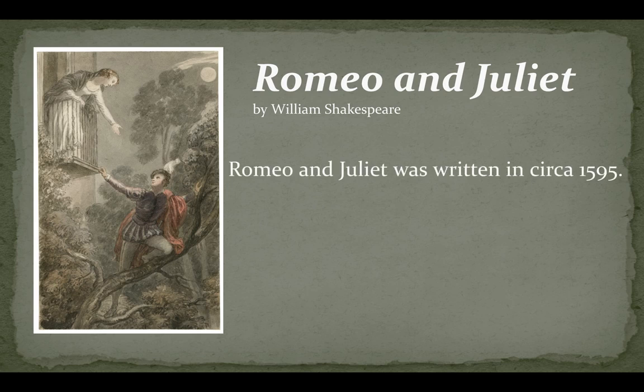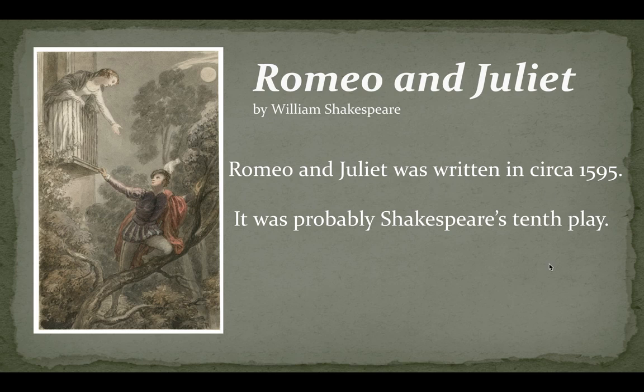All right, so Romeo and Juliet was written in circa 1595. You may remember that circa means about or approximately, so we know that Romeo and Juliet was written in about 1595. We don't know for certain, but we can base this on things such as playbills for the play itself and other documentation. And it was probably Shakespeare's 10th play. And of course, we say probably because we are piecing together information from a long time ago.